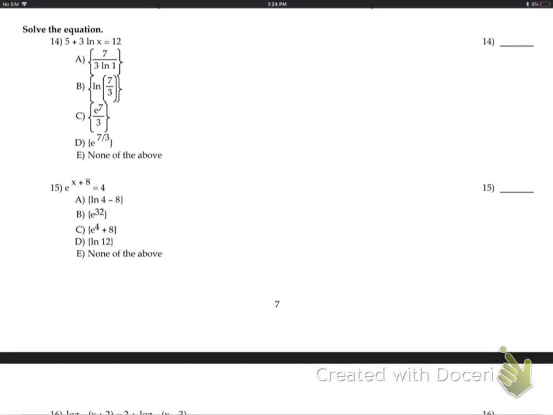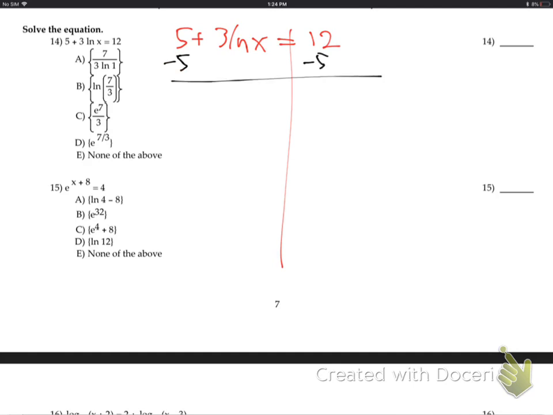All right, here's what I'm going to do. So 5 plus 3 ln x is 12. X is saying I want to be alone. So what do we do to get x alone? Subtract 5. And so we get 3 ln x is 7.